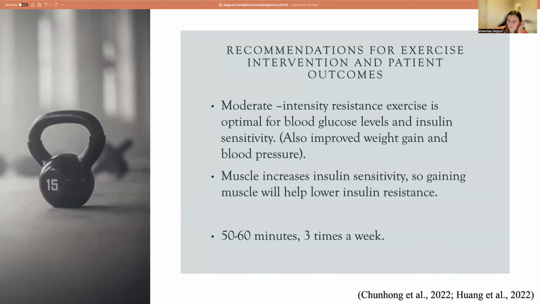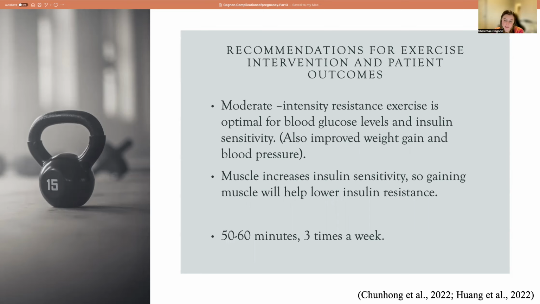So, recommendations for exercise intervention and patient outcomes for GDM. Based on the RCTs, moderate intensity resistance exercise is optimal for blood glucose levels and insulin sensitivity. And the trials also found improved weight gain, so less weight gain, and blood pressure improvements. And then muscle increases insulin sensitivity, so gaining muscle will help lower insulin resistance.